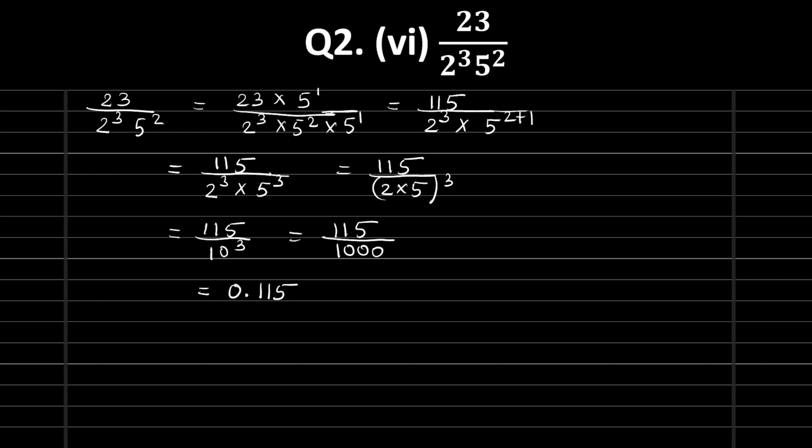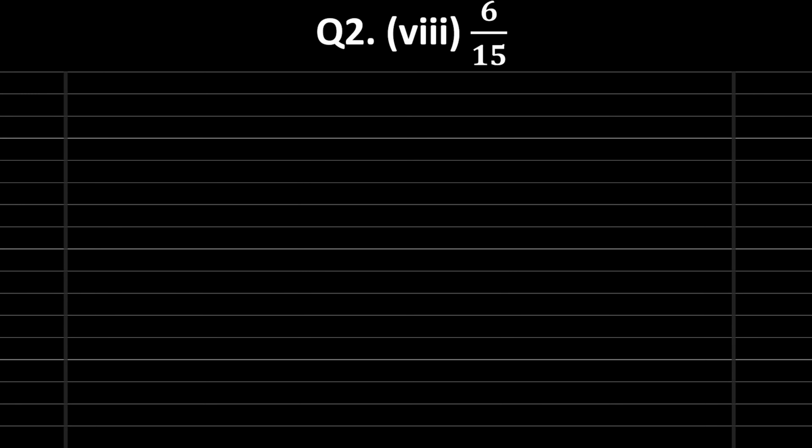So, the only trick is we have to look at what is the highest exponent among 2 and 5. Whichever is the highest, we will try to make the other one also have the same exponent. Okay, so here you can observe that 2 is having 3 as its exponent and 5 is having 2 as its exponent, among which 3 is the highest one, right? So we will make the exponent of 5 also 3 by multiplying 5 in the numerator and denominator. Now, this is the 8th subpart of question number 2. 6 upon 15.